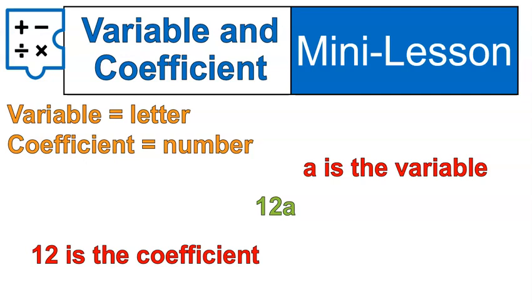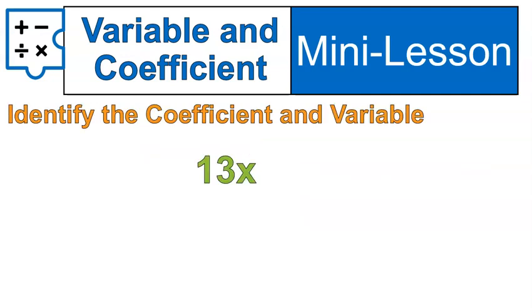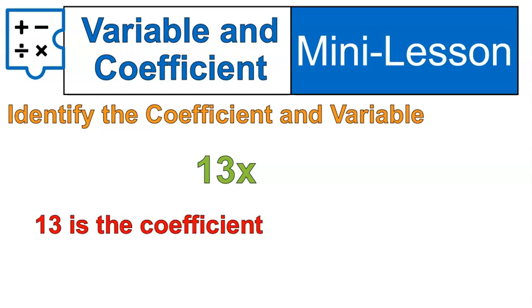So inside of any term like that, you need to be able to just say basically what is the number, the coefficient, and what's the letter. Let's do some quick practice here. If I have this term 13x, what is the coefficient and what is the variable? 13 is the coefficient, x is the variable. That's pretty much it when it comes to coefficients and variables. You need to be able to identify that the coefficient is the number, the variable is the letter.